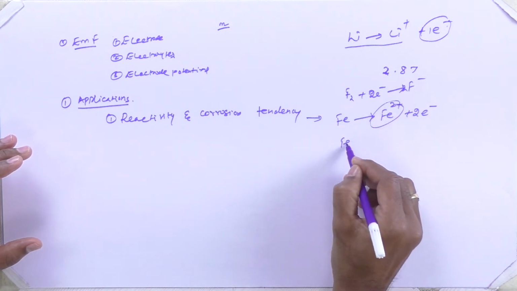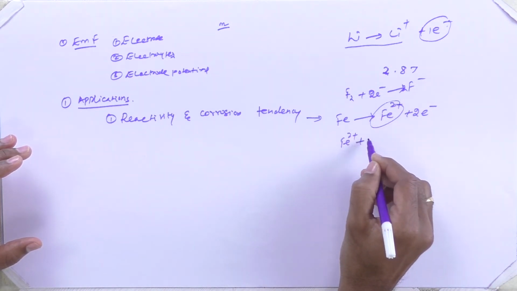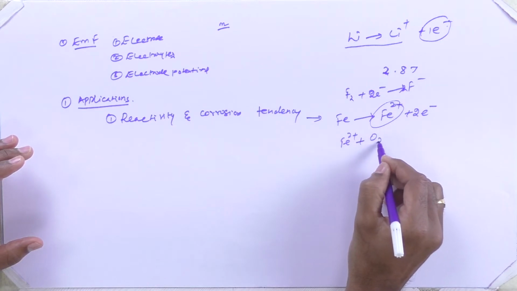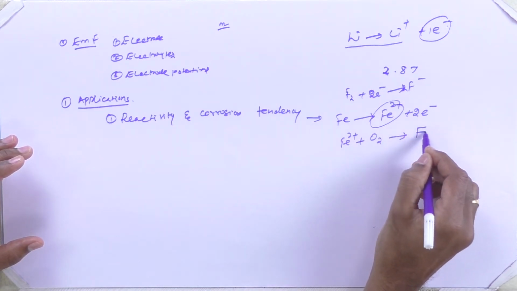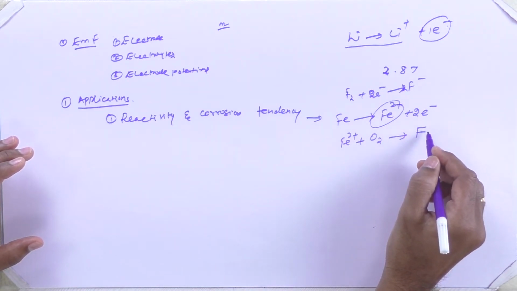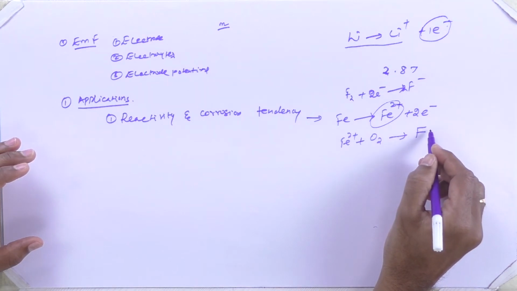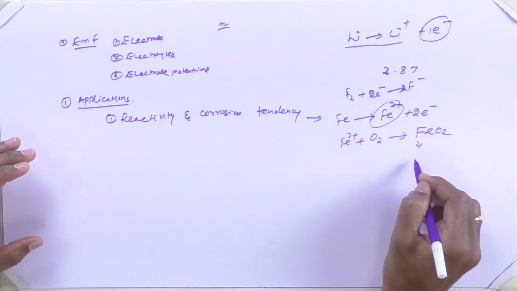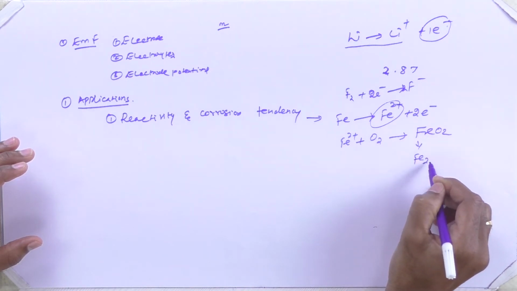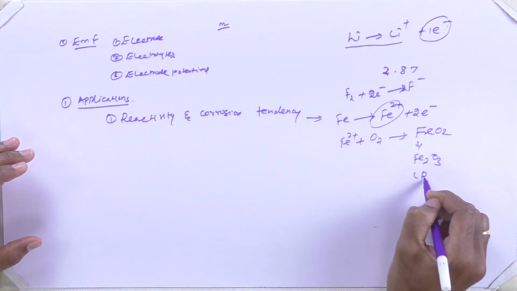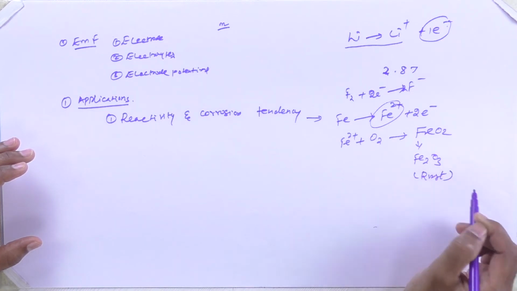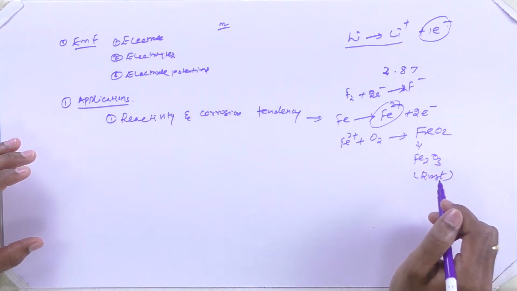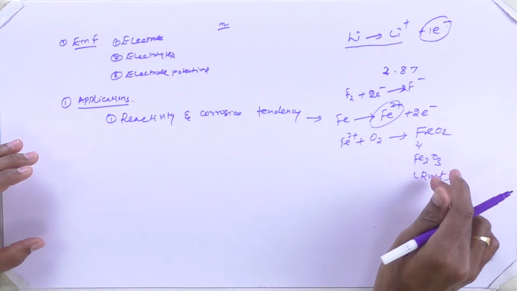Now the released Fe2+ ion will react with the oxygen molecule available in the atmosphere, and it forms the corresponding metal oxide. Depending upon the availability of oxygen, it may form either FeO, or if more oxygen is available, it will convert into Fe2O3. So this is nothing but rust formation.